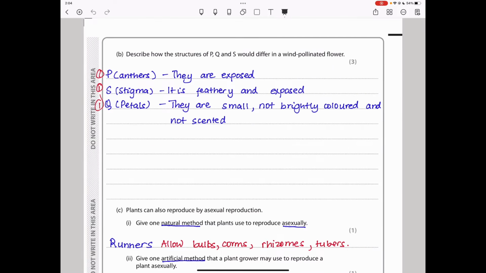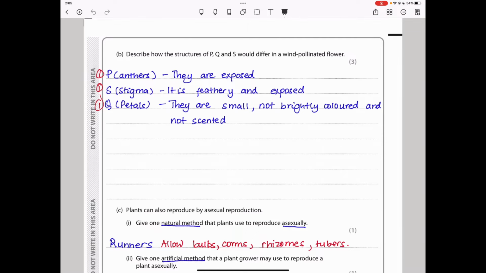They say, describe how the structure of P, Q, and S would differ in a wind-pollinated flower. Now remember, P is the anther or anthers. They would be more exposed. This is because the wind has to be able to blow the pollen grains from the anther and carry them away, so the anthers have to be exposed. The stigma has to be more feathery and more exposed, so that it can trap the pollen grains as they're blown by the wind.